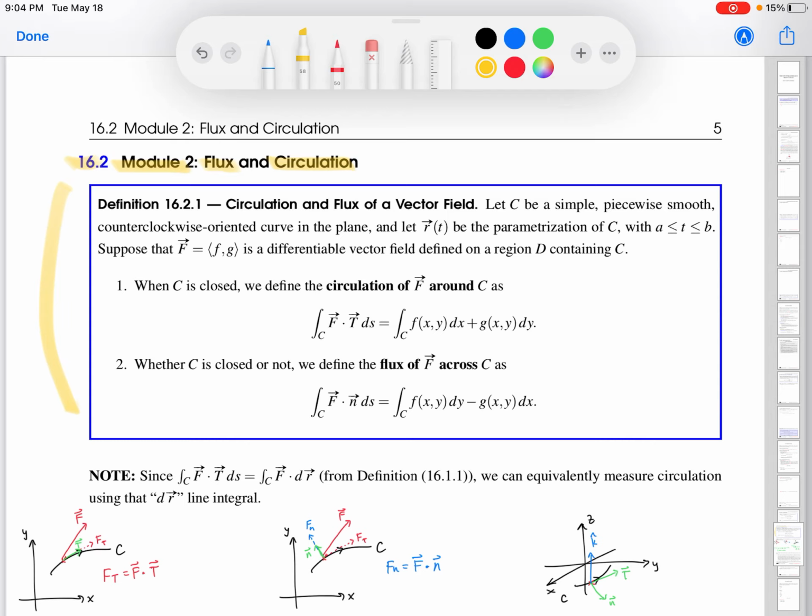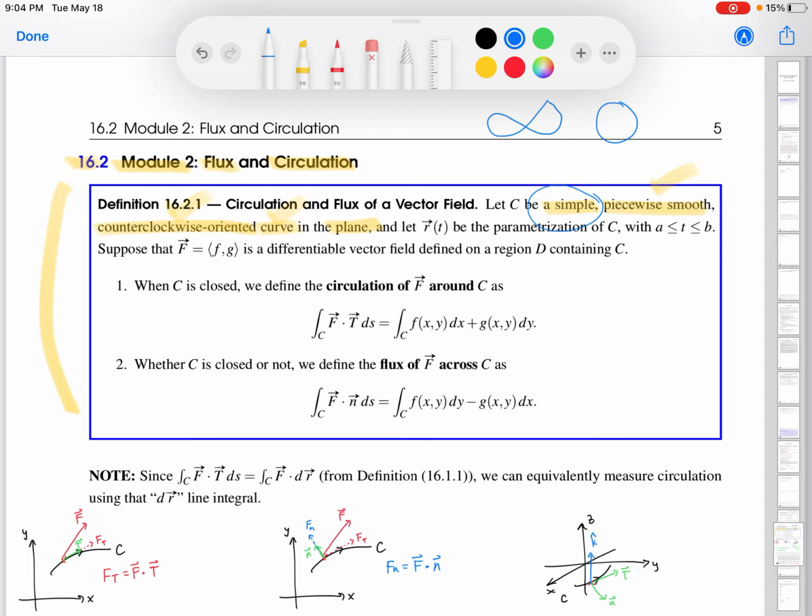So the first part of this definition says, let C be a simple, piecewise smooth, counterclockwise oriented curve in the plane. So we've seen these terms before: piecewise smooth, oriented curve in the plane. The simple part here is slightly new. I discussed this very briefly in the first module's video, but simple basically means that the curve does not have any self-intersections. So that is not a simple curve. This is a simple curve.